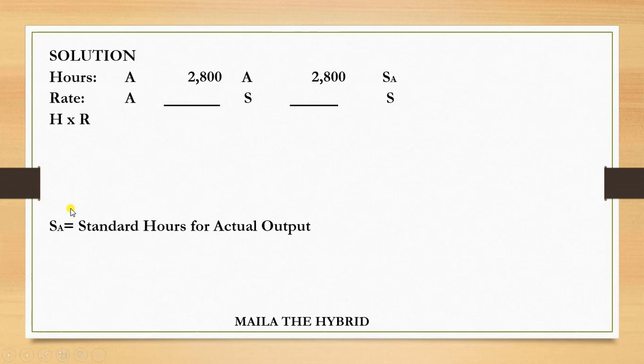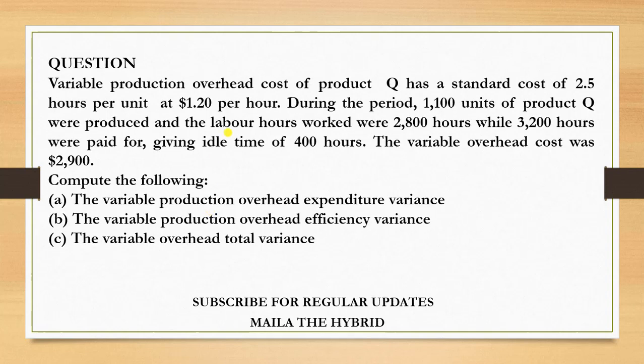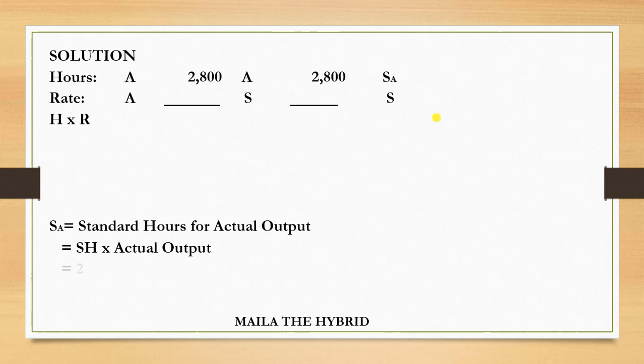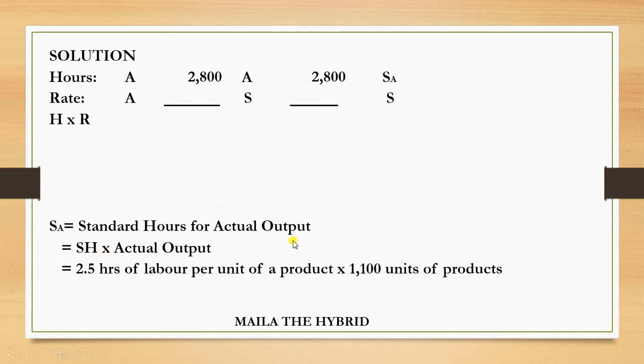Now how do you obtain it? SA means standard hours for actual output. So you obtain it by multiplying standard hours by actual output. How much of standard hours were we given? You go back to the question and locate it. Here we are. We are told that standard cost was 2.5 hours per unit. So a single unit was expected to use 2.5 hours. And actual output was how much? We are given here 1,100 units. So just multiply that. Back here, you take 2.5 hours, multiply by 1,100 units, and you obtain 2,750 hours. You plug it in there.